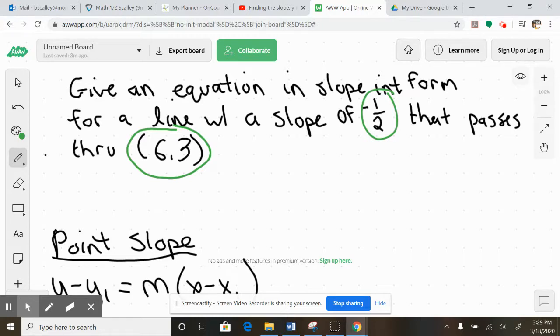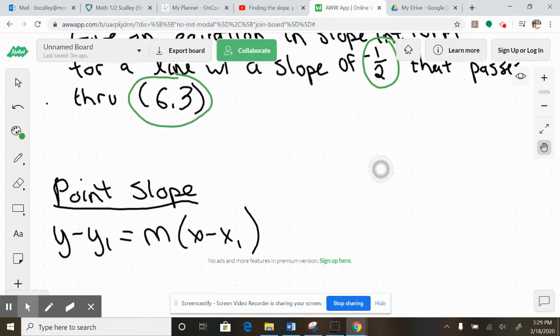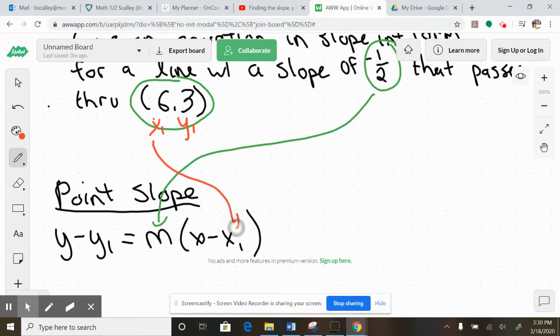So what I can do right now is plug into my point slope form. If I know that -1/2 is my slope, I can plug that in for m. I also know that this is an x-coordinate, x1, and this is a y-coordinate, y1, that can be plugged in as well. So when I go to plug in, x1 is going to go in right there, and y1 is going to go in right there.